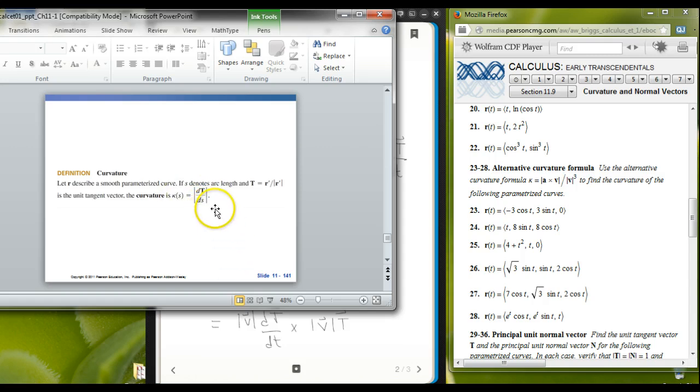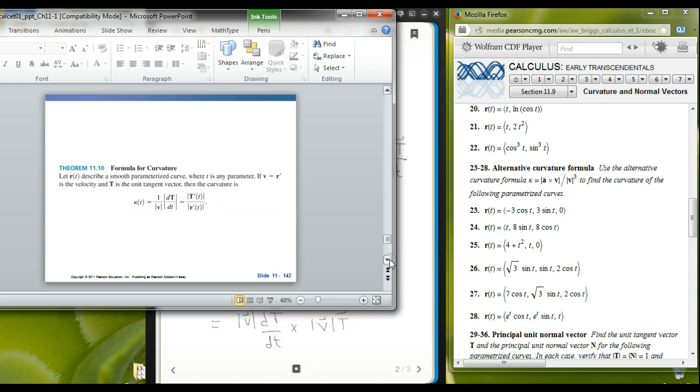We came up with this in class. And then I did mention that this right here is not the exceptionally useful version for curvature because this of course requires that your curve is parameterized by arc length, which it may not be. And then we developed a new version of the curvature formula, which is for when we are parameterized with respect to any variable, like t, for example. That was the alternative formula for curvature.